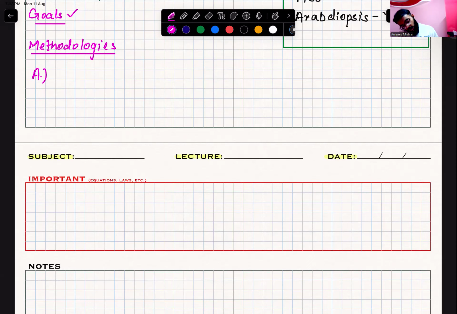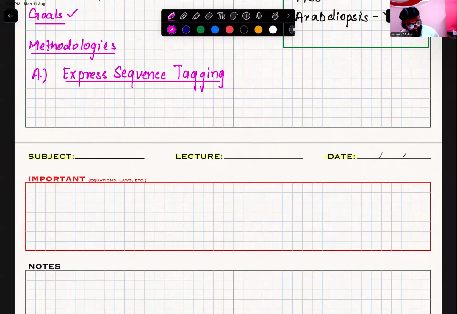Methodology number 1 is called Express Sequence Tagging. In short, we call it EST. Any problem, beta? No, sir. Express Sequence Tagging. Let's understand how it works and what is the logic behind it.